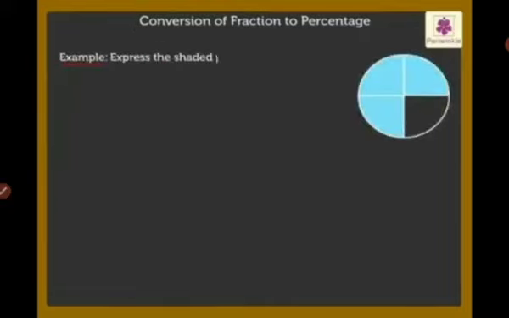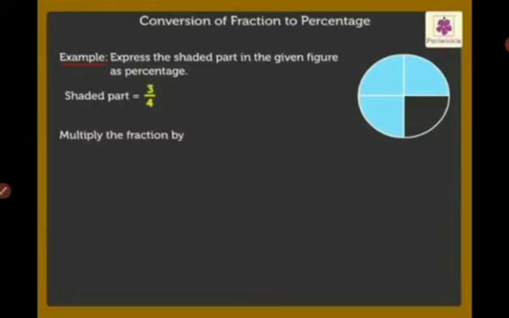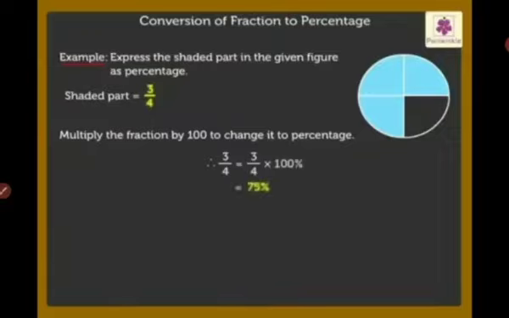Further, let's express shaded parts as a percentage. Here, start with writing the fraction for the shaded part. Look, 3 parts out of 4 are shaded. Hence, we get the fraction as 3 upon 4. Now, multiply the fraction by 100 to change it to a percentage. Therefore, 3 upon 4 is equal to 3 upon 4 into 100%. Thus, we get 75%.